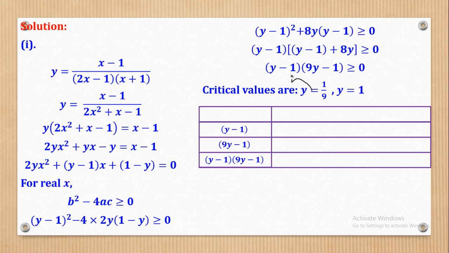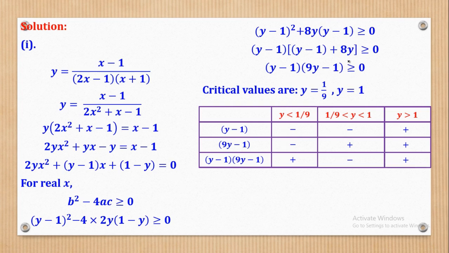Then for y less than this, that is the inequality, and the sign will be negative, so in the end we come up with a positive. Between this and this, the inequality is that, and here the sign will be negative, positive, negative. Then greater than this, the sign inequality is that, therefore this will be positive, by default all will be positive.